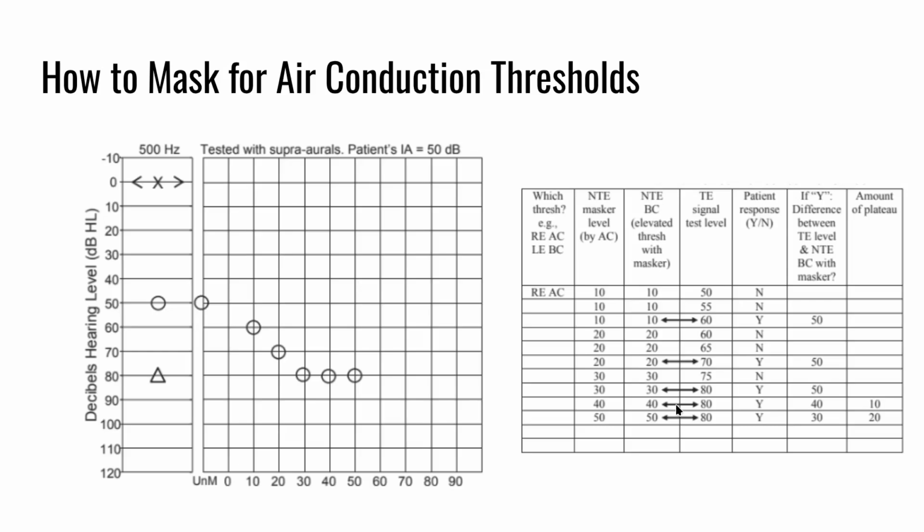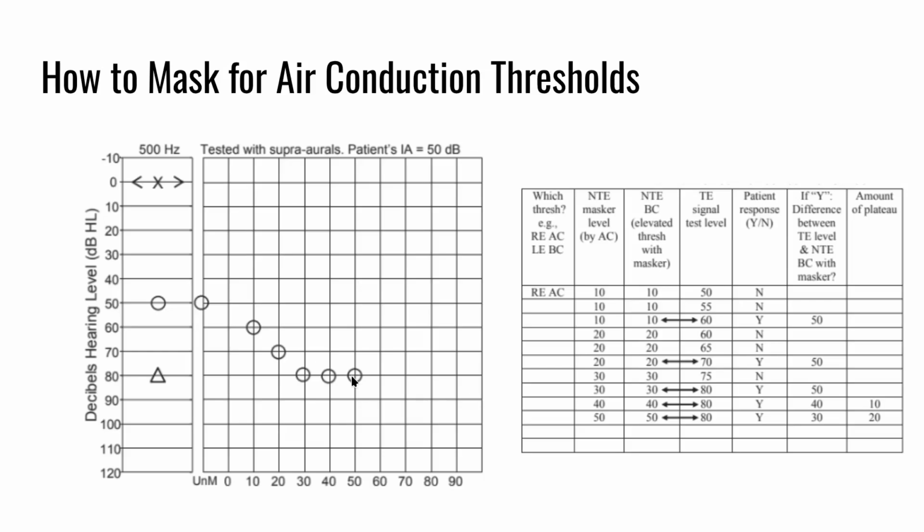Now we raise the masker by 10 dB to 40. We get a response. That's plotted on the graph here. We raise the masker again another 10 dB to 50 dB. We get another response. It's plotted here on the masking profile. Going from 30 to 50 dB, we have a 20 dB masking plateau.